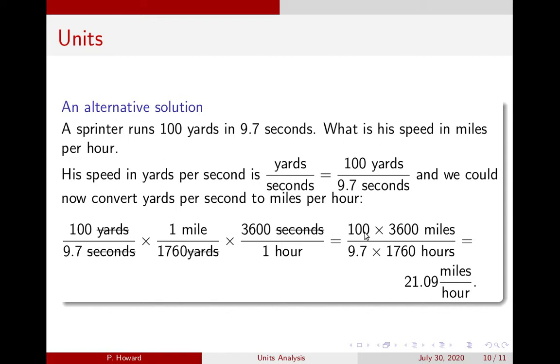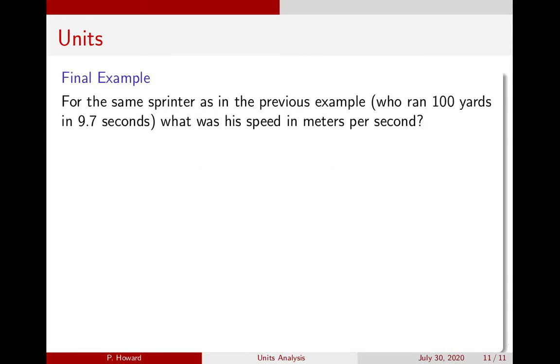So in the numerator, 100 times 3,600 miles. In the denominator, 9.7 times 1760 hours. If you do the calculations, you get 21.09 miles per hour. Same solution as before. Okay, one final example.